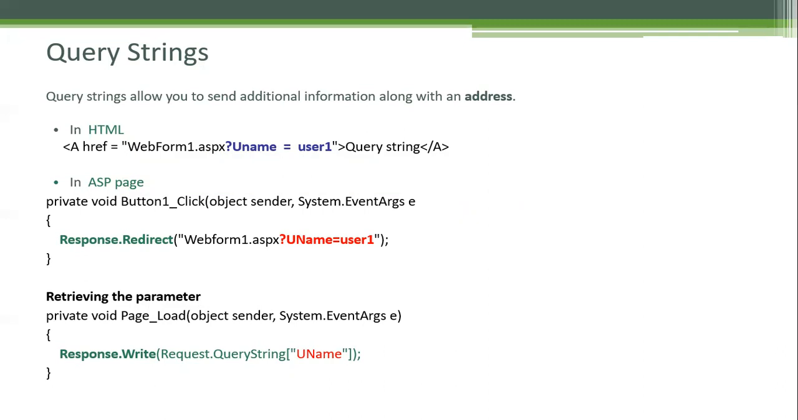Now what is a query string? It allows us to send information from client to server. The values will be in the form of key value pairs. If you have multiple values, they can be separated using the ampersand symbol. So whenever we send some value using a query string, it will be in the form of like this.